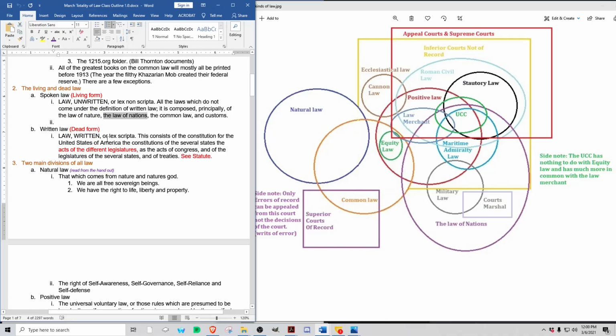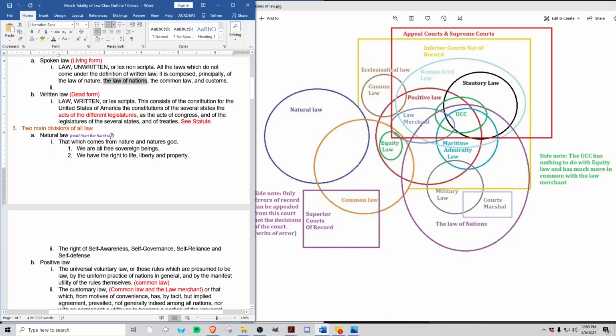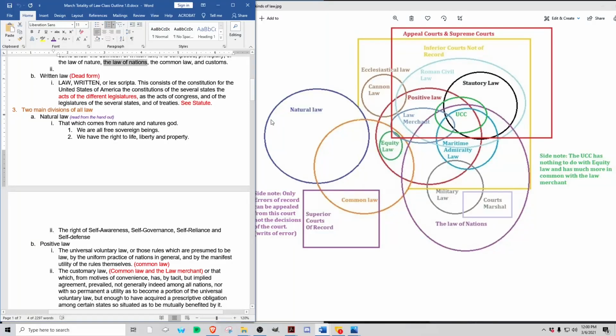Okay, into the two main divisions of law now. Natural law and positive law. That's why these circles are blue and red. I tried to make them pretty much equal and pretty much next to each other so you can kind of get the aspect. And notice they are not touching.